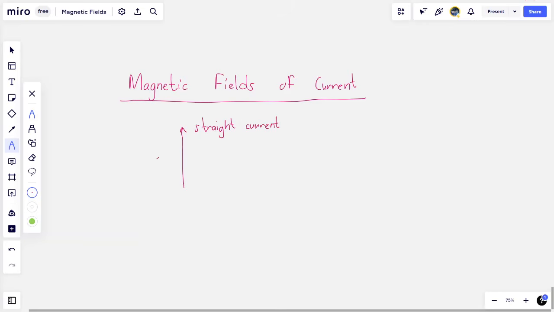What we notice is that if this is vertically upward, and again my poor drawing skills are being showcased here, what I get is that the magnetic field is a loop pattern. It's circular. So for a straight current, I get a looped or circular magnetic field pattern.